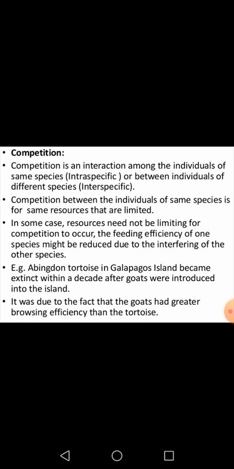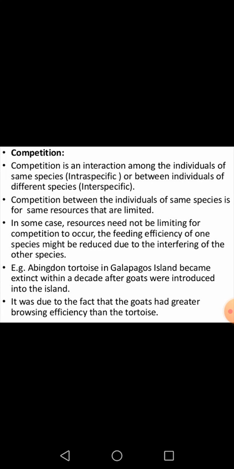ठीक है. Now the second type of interaction is called competition, and I want to tell you that competition is a kind of interaction in which both of the species are going to be harmed. ठीक है, and this competition may be interspecific as well as intraspecific both, and one by one we will talk about intraspecific as well as interspecific competition. As I mentioned earlier that intraspecific means the competition between the members of the same species, and interspecific का मतलब है कि the competition between the individual of the different species.